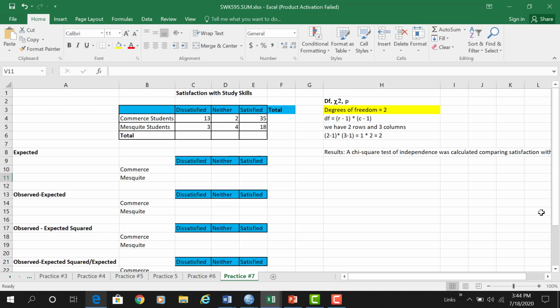Hi class, so this week we're covering the chi-square test of independence. The chi-square is one of the commonly used statistics to test the association between two variables that are measured at the nominal or at the ordinal level. The variables tested by chi-square may have two or more categories.